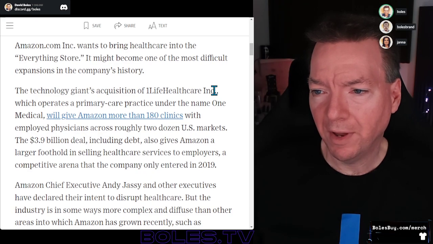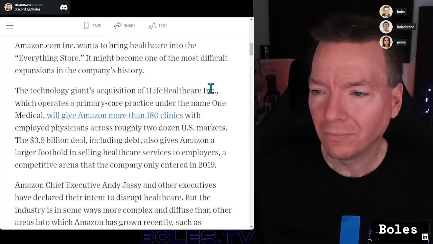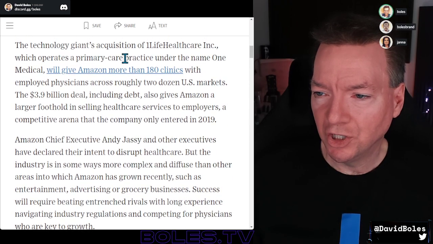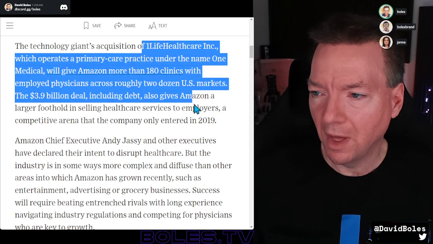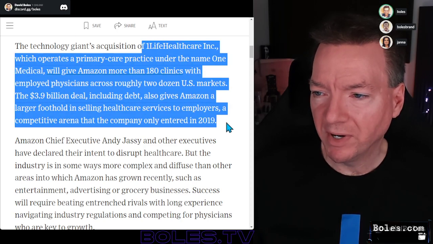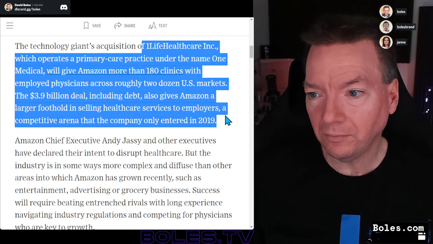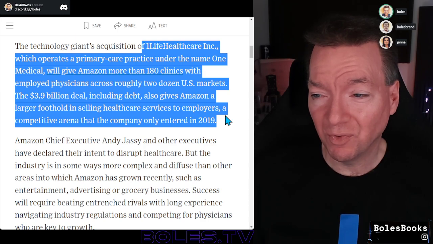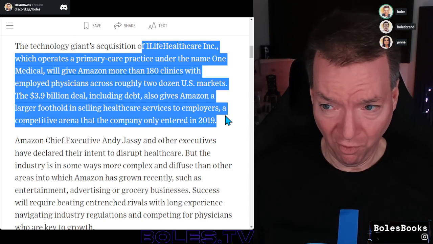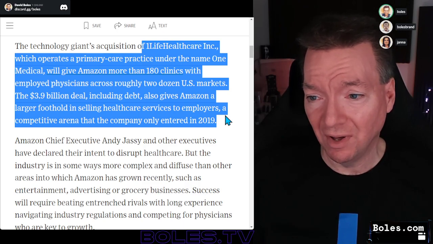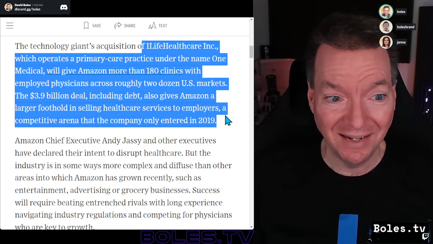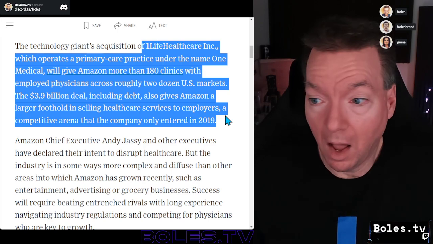So Amazon.com wants to bring healthcare into the everything store. It might become one of the most difficult expansions in the company's history. The technology giant's acquisition of One Life Health Care Incorporated, which operates primary care practices under the name of One Medical, will give Amazon more than 180 clinics with employed physicians across roughly 24 U.S. markets. The $4 billion deal, including debt, also gives Amazon a larger foothold in selling healthcare services to employers, a competitive arena that the company only entered in 2019. I think it's fascinating.